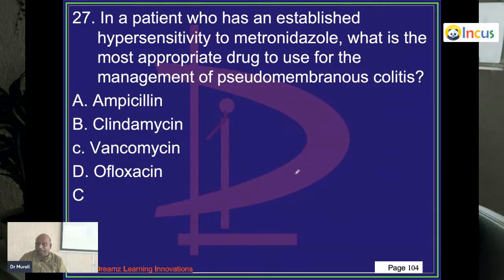So once more, all antiviral drugs, okay, and their mechanism of action.